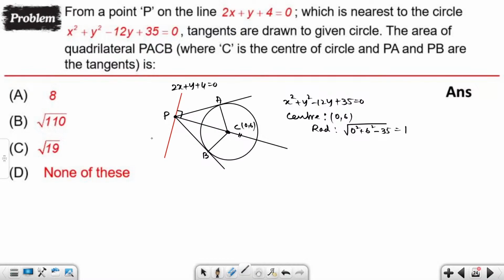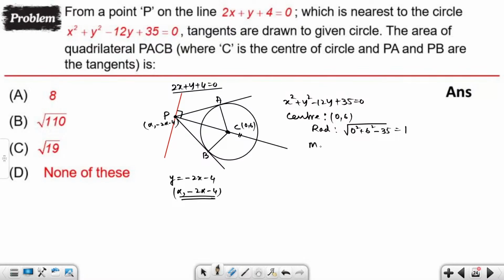What is this point P? Let us say this point P is lying on this line. From this line we can say y is minus 2x minus 4. So if your x is alpha, then your y will be minus 2 alpha minus 4. This is any point on this line. Let us assume this is my point P. Yes or no? This is my point P.